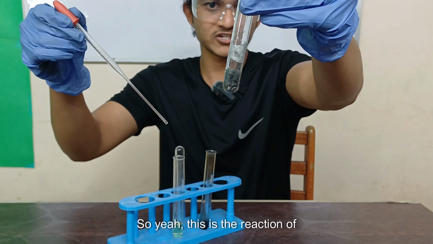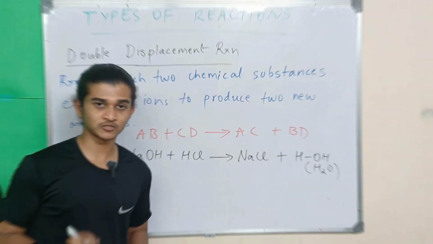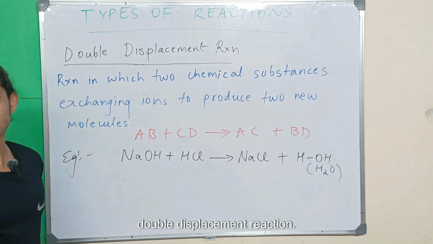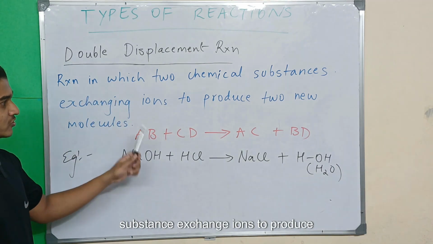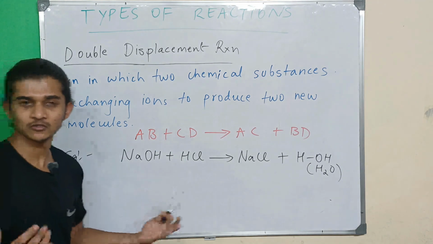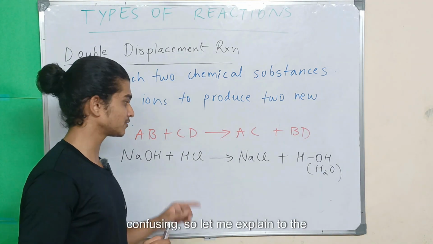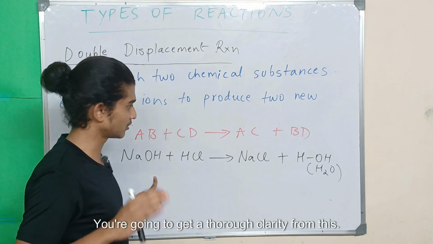So yeah, this is the reaction of single displacement reaction. So the fourth type of chemical reaction is double displacement reaction. So the reaction in which two chemical substances exchange ions to produce new molecules. Now the definition might be a bit confusing, so let me explain with an example. You're going to get thorough clarity from this.